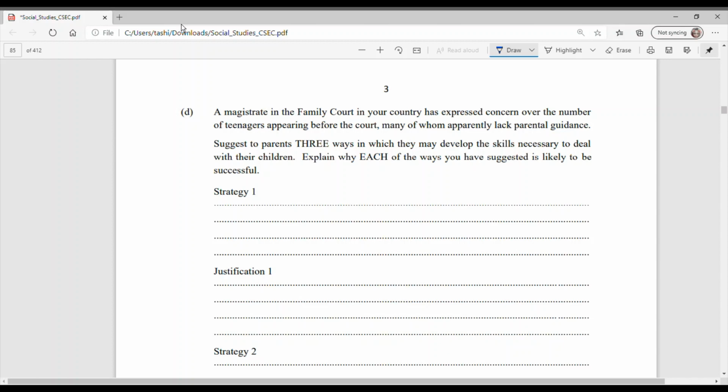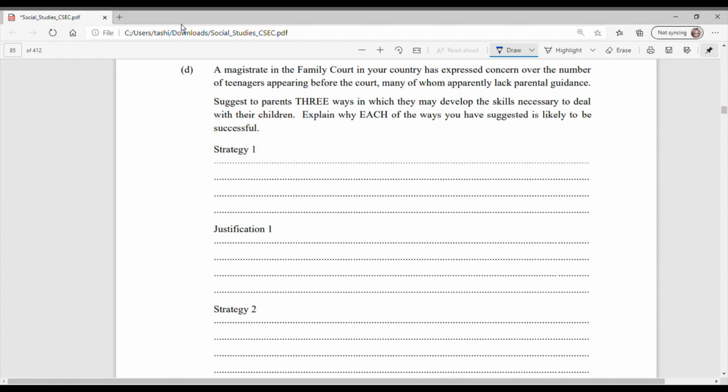Letter D. A magistrate in a family court in your country has expressed concern over the number of teenagers appearing before the court, many of whom apparently lack parental guidance. Suggest to parents 3 ways in which they may develop the skills necessary to deal with their children. Explain why each of the ways you have suggested is likely to be successful.